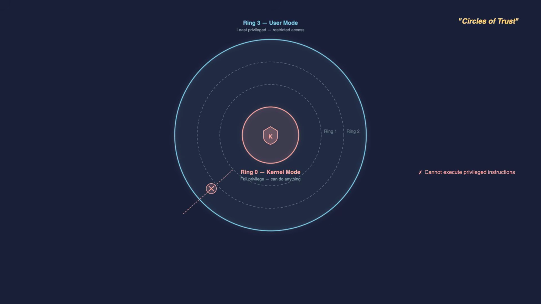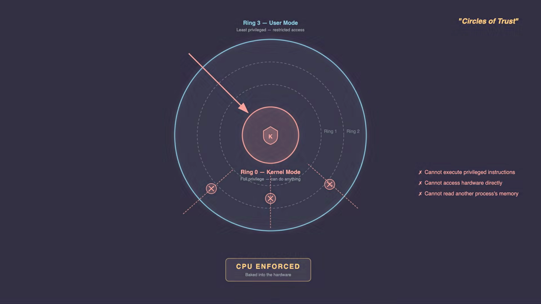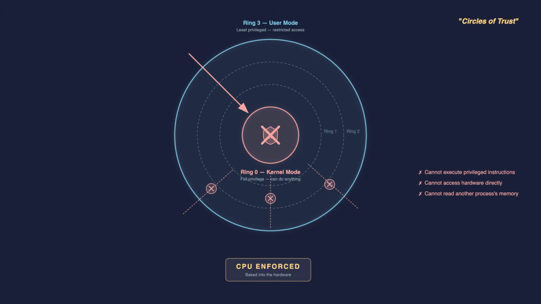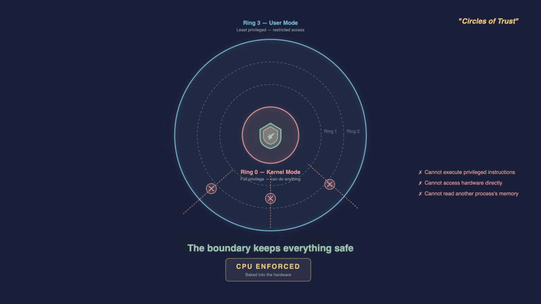Programs in ring 3 cannot execute privileged instructions. They cannot access hardware directly. They cannot read another process's memory. The CPU itself enforces these restrictions. This isn't just a software convention. It's baked into the hardware. If a ring 3 program tries to execute a privileged instruction, the CPU will immediately raise an exception and kill the process. Without this protection, a single buggy program could corrupt your entire file system, crash the network stack, or bring down every other running process. The boundary exists to keep everything safe.